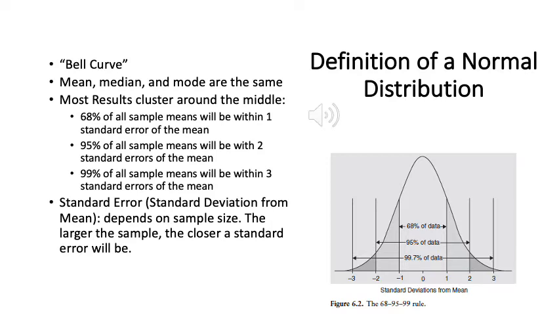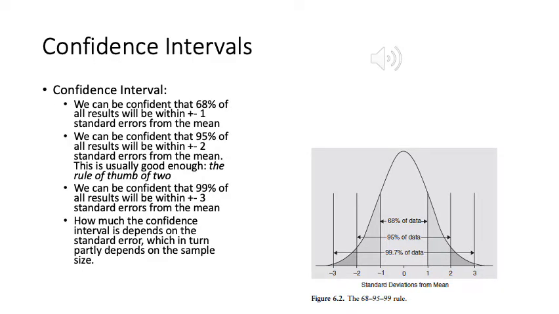In this case, we would expect most results from samples about average monthly income to cluster around the real monthly income, so 50,000 rupees a month. This is where the concept of confidence interval comes in. If we take an infinite number of samples, then 68% of all results should be within plus minus 1 standard error from the mean. So if the real mean is 50,000 rupees per month, 68% of all results should be within plus minus 1 standard error. What exactly the standard error is depends on the sample size.